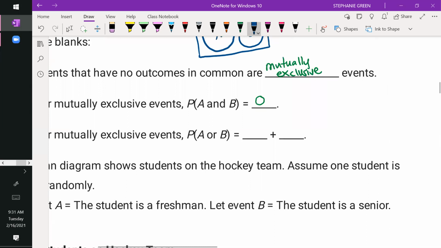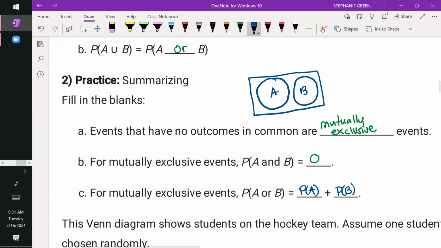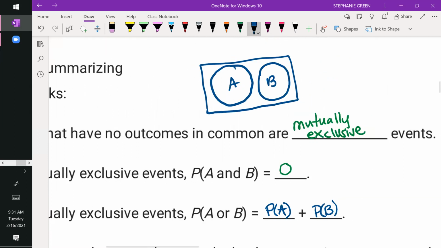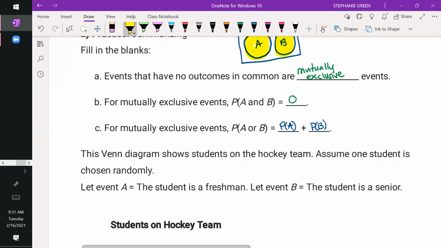The probability of A or B, though, would simply be the probability of event A occurring plus the probability of event B occurring. In other words, if I want the probability of A or B and I have mutually exclusive events, I just have to take everything in this circle and add it to everything in this circle, and I get the event of A or B. Super simple, right? But only if they're mutually exclusive.